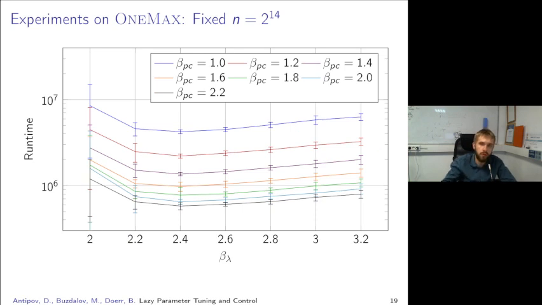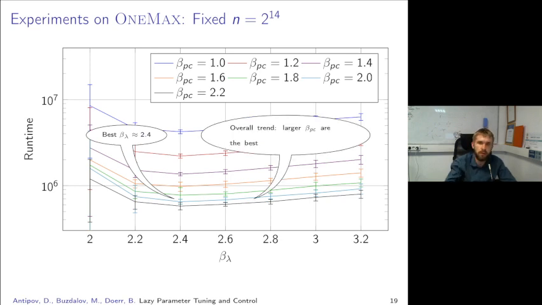Well, it was also interesting which value of beta lambda is the best, so we fixed the problem size and performed the experiments and saw that, well, maybe it's better to recommend beta lambda equal to 2.4. And we can also see that this trend from the previous plot, that the greater beta PC, the better the runtime is, also holds for all values of beta lambda.